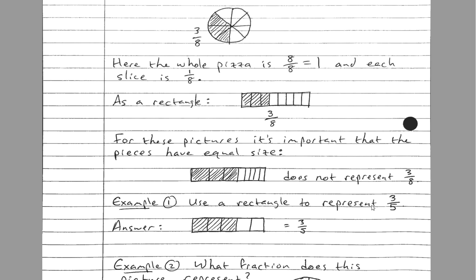Example 1, use a rectangle to represent 3/5. Okay, so the bottom number tells you how many pieces you want to break up the rectangle into, and the top number tells you how many to shade in. It's 3 on top, so we're shading in 3 again. But this time there are 5 roughly equal pieces for this rectangle. Okay, so 3/5 looks like this.